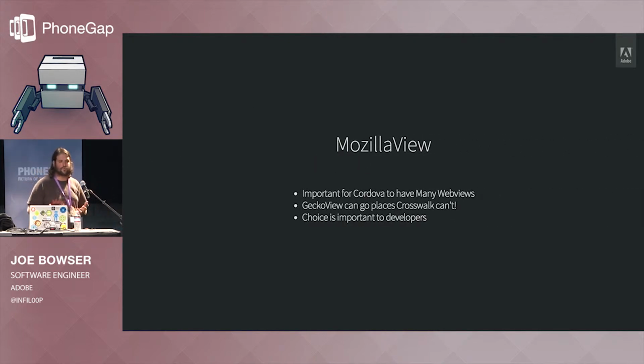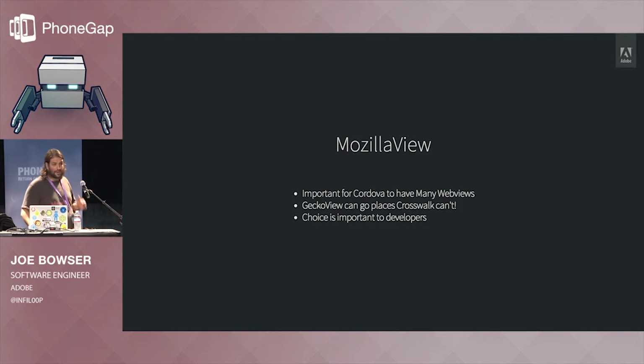All right, we're also doing Mozilla View. This could go places that Crosswalk just can't go. So Crosswalk is really an Android 4 solution. It's because you can't upgrade the system web view in Android 4. It's Chrome, but it's the Chrome that came with KitKat.